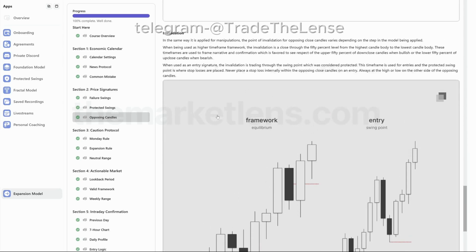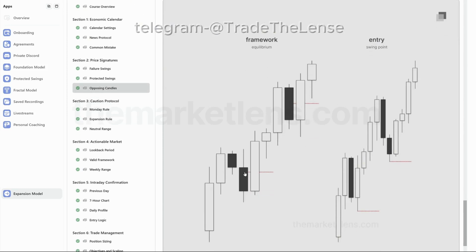Invalidation is the same as it would be for a change in state of delivery on a manipulation or a divergence. So when we look here, invalidation, there's opposing close candles. If it's a series, the highest body to the lowest, 50%. When we're using it as framework, equilibrium.